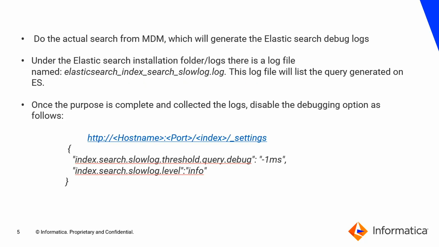After that, whenever we do the actual search from MDM, this will generate the Elasticsearch slow logs. Under the Elasticsearch installation folder /logs, there is a log file named Elasticsearch index search slow log.log. This log file will list all the queries generated on the Elasticsearch. Once the purpose is complete and we have collected the logs, we can disable the Elasticsearch slow logs using the given REST call.